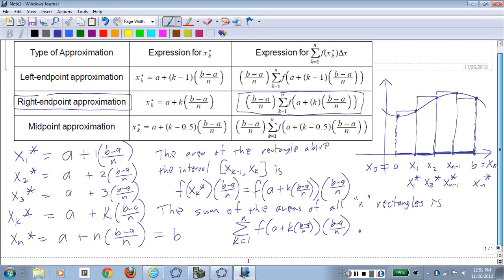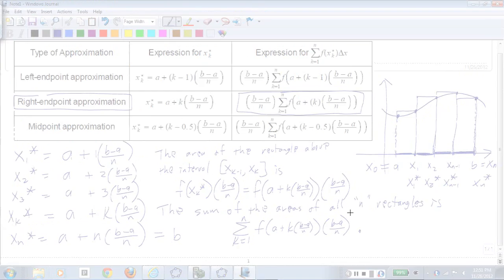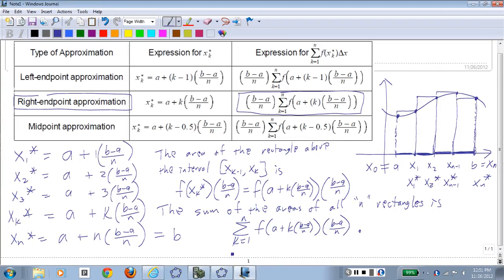It's basically finding the sum of a sequence. I'm going to take this and copy it over to the next page.